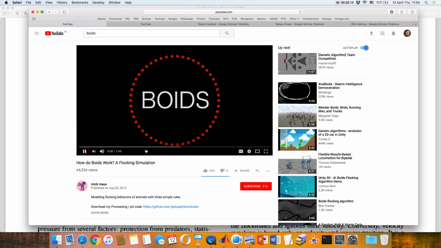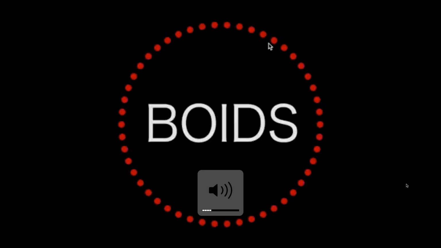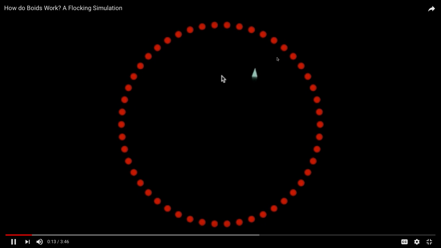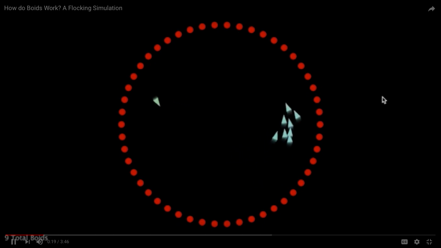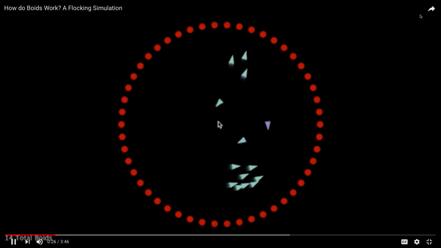And if you put just these three elements, you get this kind of flocking simulation. Actually, for example, this is one of them, and they are avoiding this thing. If you put many, they will organize themselves into a flock.